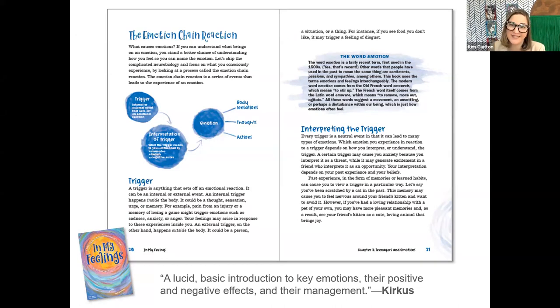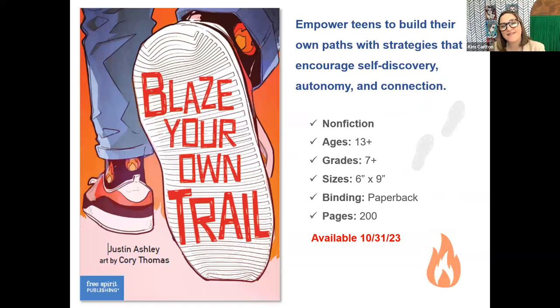And finally, in Blaze Your Own Trail, author Justin Ashley invites teens to consider their values, goals, and interests, and then take steps towards building the life and blazing the trail they want for themselves. Teens follow the three sections of the book, the inner path, the outer path, and the onward path, to explore a breadth of topics from developing a vision for their future to boosting their self-regulation strategies and emotional intelligence. They also learn how to make time for rest, practice gratitude, and connect with others.